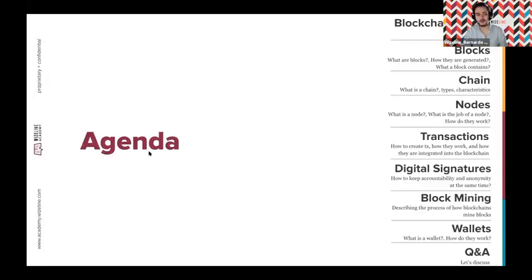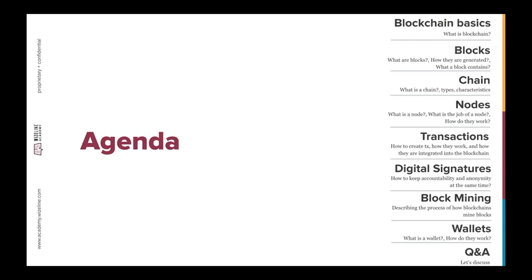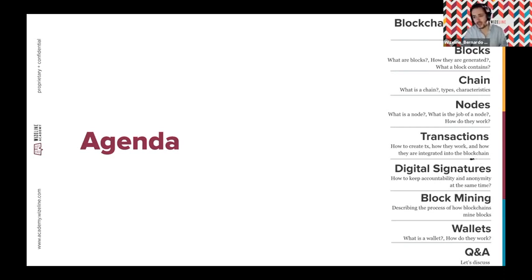This is the agenda of the course. Let's just go through it quickly because, as you'll see, they are grouped depending on the topics. We'll be looking at the blockchain basics: what are blocks, how is a chain formed, and what are the nodes that comprise this blockchain. Afterwards, we'll be looking at transactions, which are a very important part of how the blockchain works. Also about digital signatures, which are essential for the control of these transactions. And finally, a couple of more abstract concepts, such as block mining and what are wallets, followed by the Q&A session.